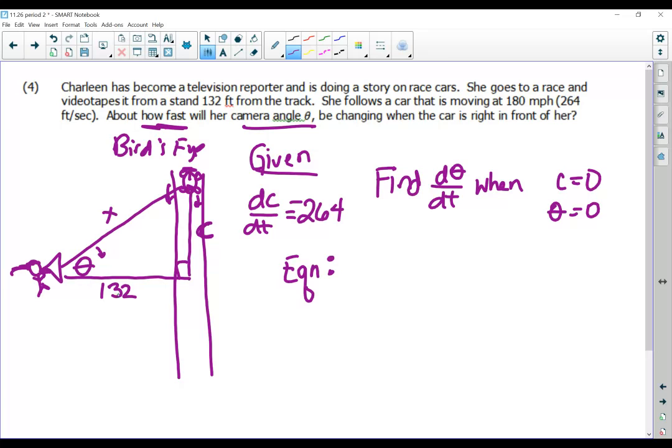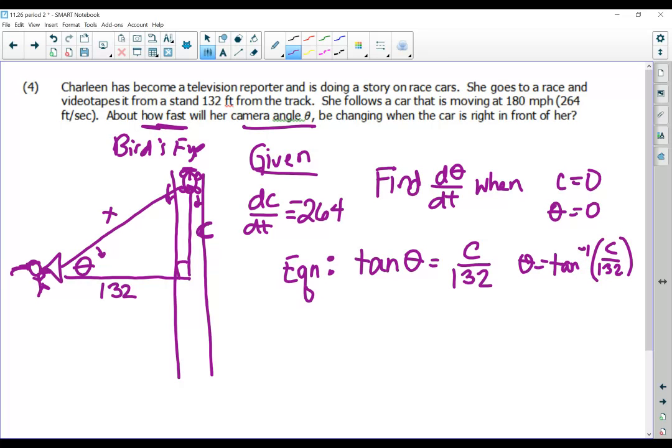So I do notice that we have this 132, and then I have the choice between using X or using C. If I look at the information, I know the rate of C. I'm going to use C. So if I use opposite and adjacent, that's going to be tangent. So my equation would be that the tangent of theta is equal to c over 132. Now you could also say that theta is equal to the inverse tan of c over 132. Either one would be fine to write.